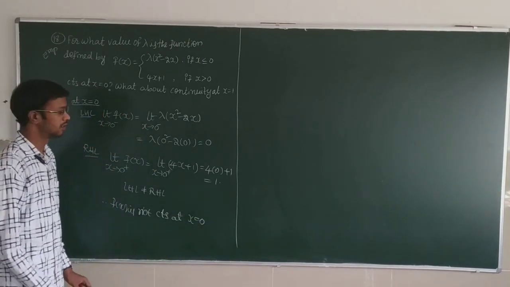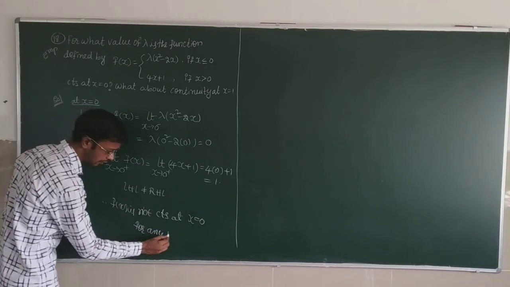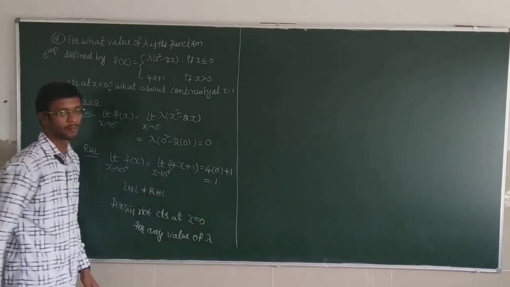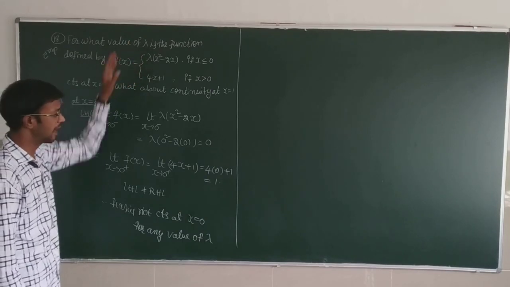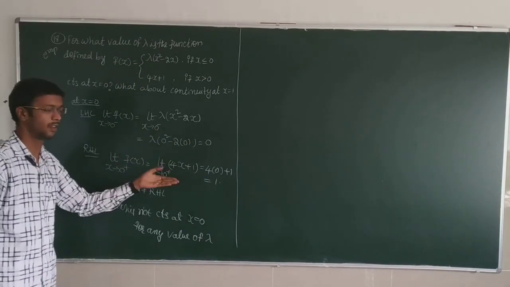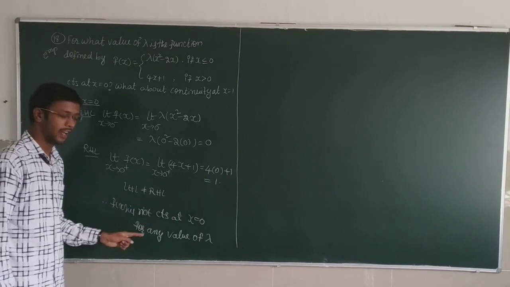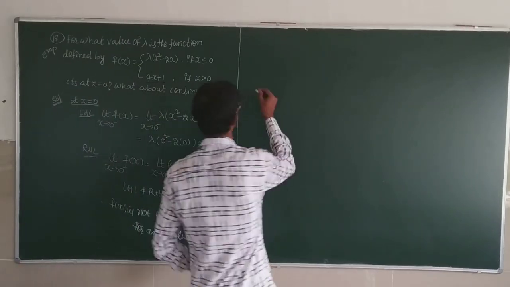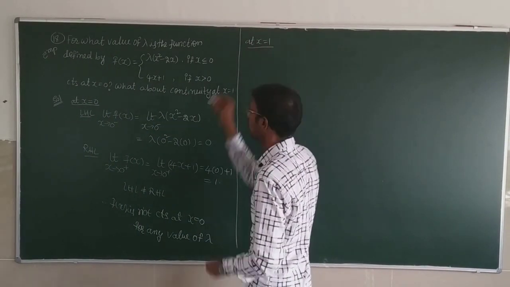It is not continuous at x is equal to 0 for any value of lambda. Why? Because we can change the lambda to 5, 4, any value, and still the LHL part and RHL part are not equal. So it is not continuous at x is equal to 0 for any value of lambda. Next, at x is equal to 1, we have to check.